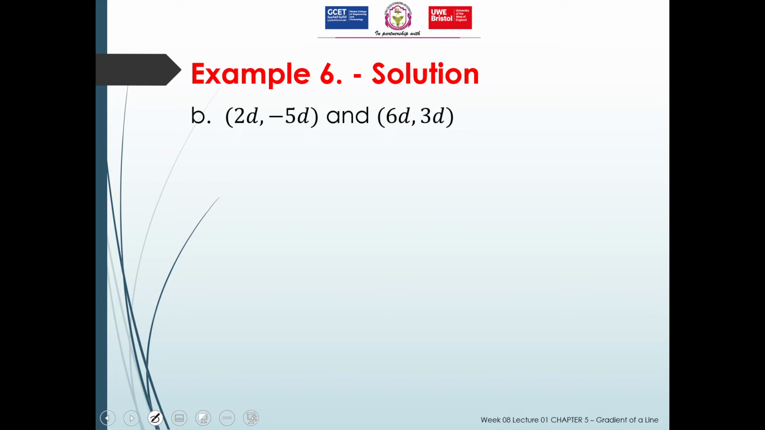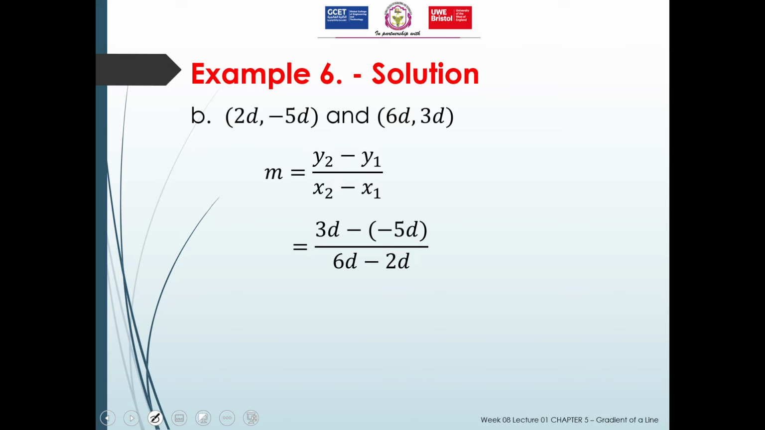Okay, sample 6, letter B. This time we are given (2d, -5d) and (6d, 3d) as our second point. So again, from the formula, y sub 2 minus y sub 1 over x sub 2 minus x sub 1, you get your y sub 2, which is 3d, minus y sub 1, which is negative 5d. Then x sub 2 is 6d minus x sub 1, which is 2d.